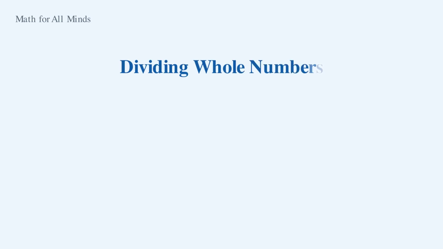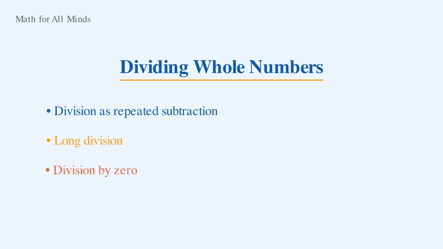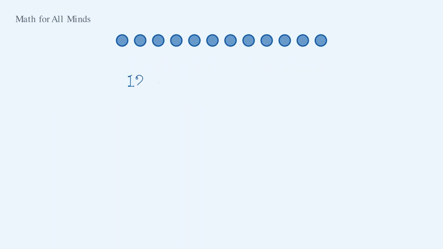By the end of this video, you'll be able to divide any whole number using long division, check your answer, and know exactly what happens when 0 shows up. Let's start with that cookie problem.